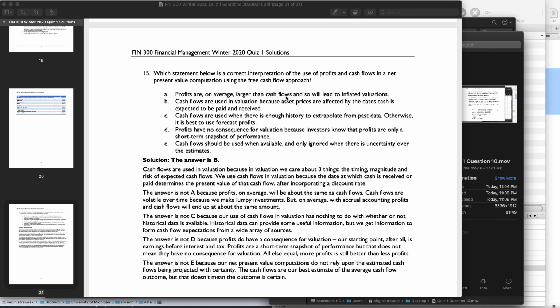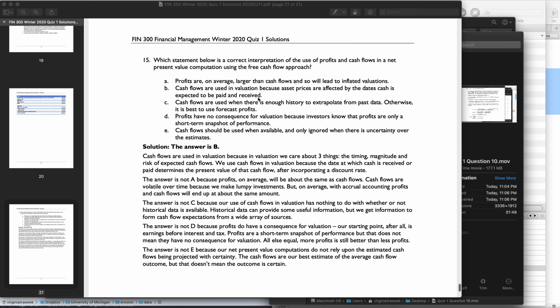Profits are on average larger than cash flows, and so will lead to inflated valuations. Well, that's not really true. Depending on how much you need to put into working capital or how many capital expenditures you have, your profits could be different than your cash flows. So, there's no real correlation here. We never even talked about a trend in profits and cash flows in class.